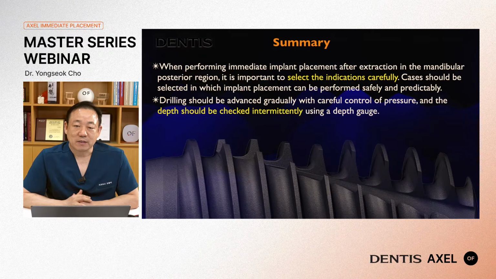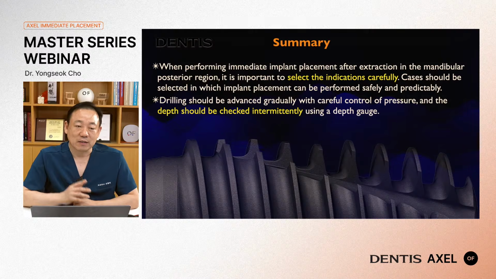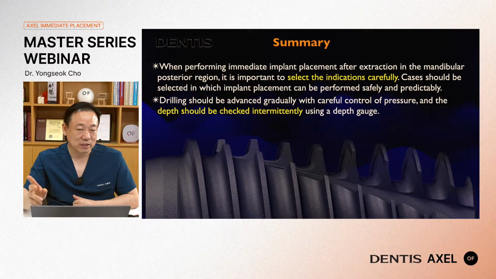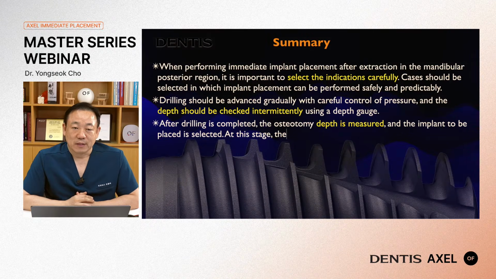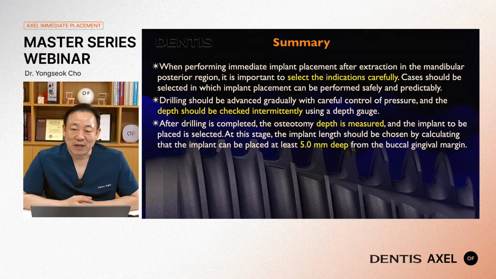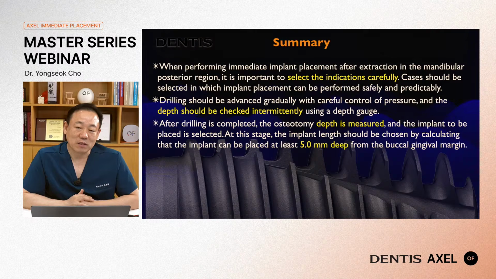Drilling should be advanced gradually with careful control of pressure, and the depth should be checked intermittently using a depth gauge. Drilling gradually while checking with the depth gauge is a really important technique. After drilling is completed, the osteotomy depth is measured, and the implant to be placed is selected. At this stage, the implant length should be chosen by calculating that the implant can be placed at least 5 mm deep from the buccal gingival margin.